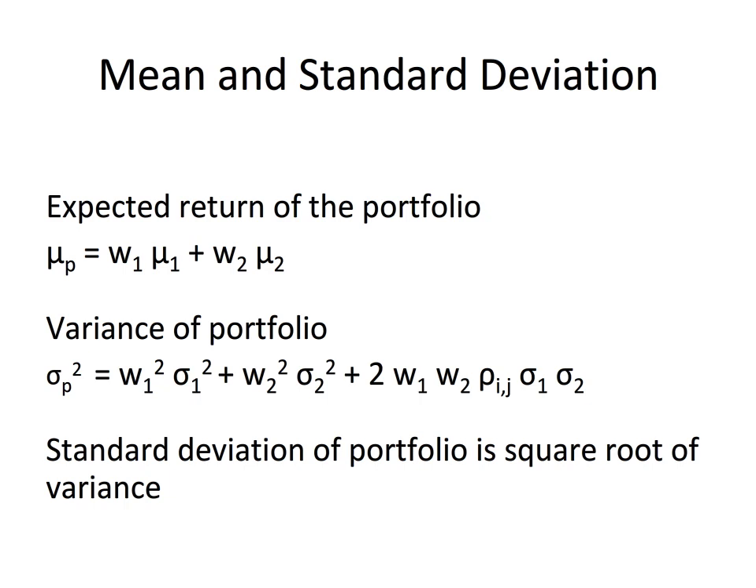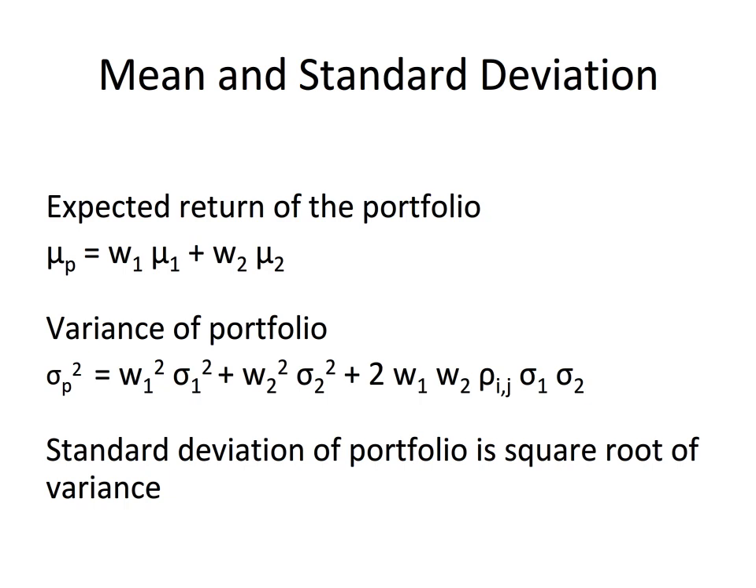Second equation shows the variance of the portfolio, and here the variance equals the weight of the first asset squared times the variance of the first asset, plus the weight of the second asset squared times the variance of the second asset, plus the cross term: 2 times weight 1, weight 2, times the correlation coefficient, times standard deviation 1, standard deviation 2.